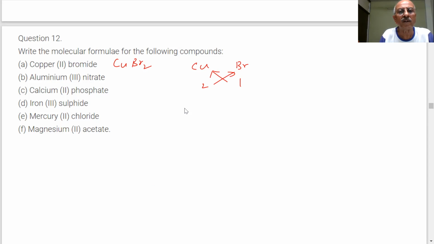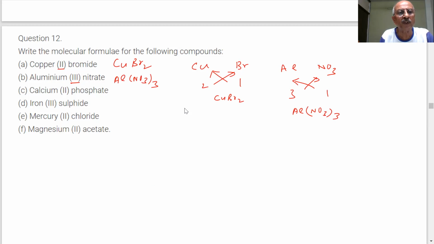Aluminium nitrate. What is aluminium and nitrate? What is the valency of aluminium? 3. He says 3. Aluminium 3, as copper 2. What is the valency of nitrate? 1. Then what does it become? Aluminium 1 and nitrate 3. It is polyatomic, so parenthesis, and 3. So this is the formula for aluminium nitrate. Okay? Yes. Next.